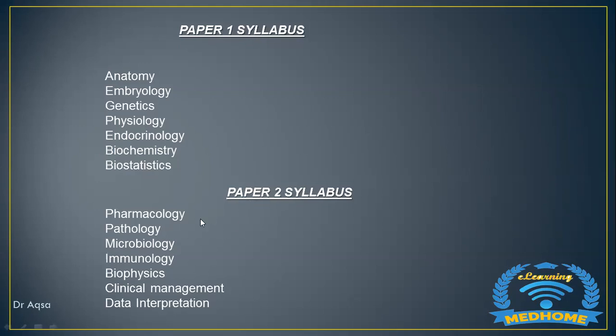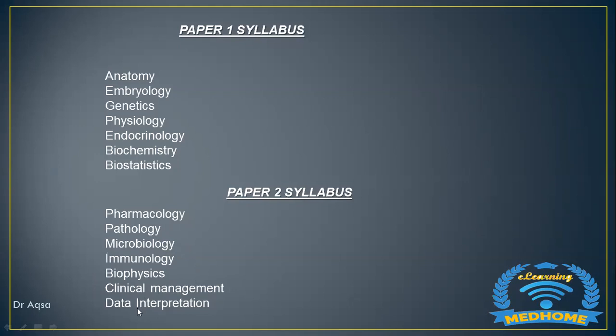And for paper 2, we have pharmacology, pathology, microbiology, immunology, biophysics, clinical management, and data interpretation. For paper 2, the most important is pathology, and then pharmacology. These are the 2 most important modules for paper 2. And around 10 questions come from clinical management and data interpretation.